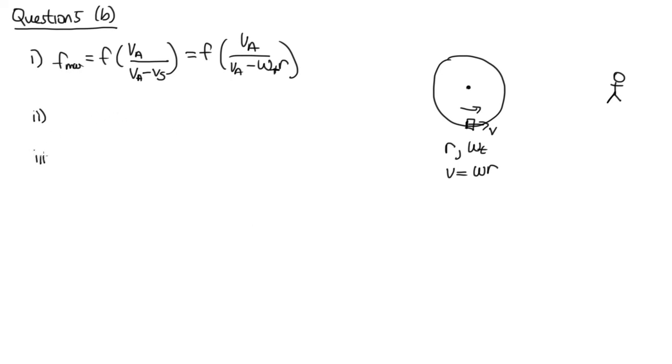And then part 3 says, write an expression for the minimum frequency that the person detects from the bell. Okay, so the observer is still not moving, so we have nothing up the top here, and we'll get a minimum when we have a plus omega t r down here. So that solved part B.